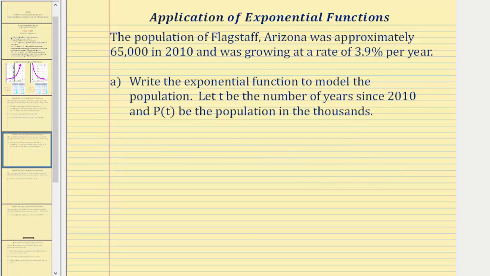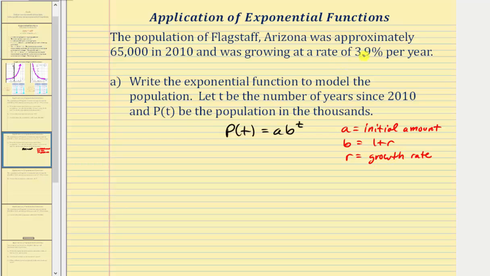So for part A, our function p of t is going to be in the form of a times b raised to the power of t, again because we have a function of t, where a is equal to the initial or starting amount, the base b equals 1 plus r, where r is equal to the growth rate. So the first thing we might notice here is that r is going to be 3.9%, which as a decimal would be 0.039.